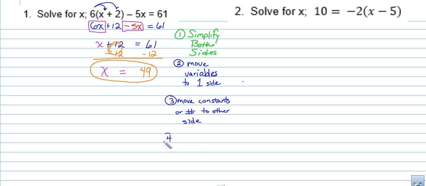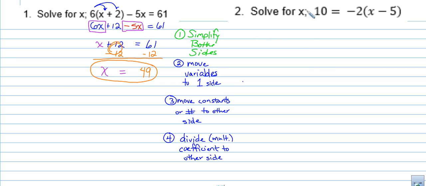And then step 4 would be to divide, and I'm going to put in parentheses multiply, because on the very rare occasion you might have to multiply the coefficient to the other side. And remember that the coefficient is the number attached to the letter. In this particular case, we did not have a coefficient, so we didn't have to divide. Okay? So question number 2.